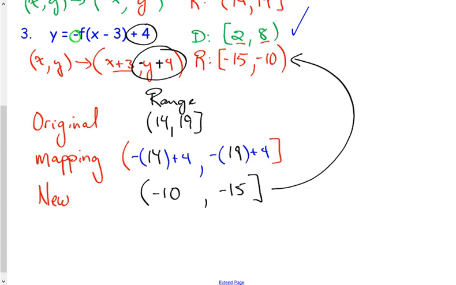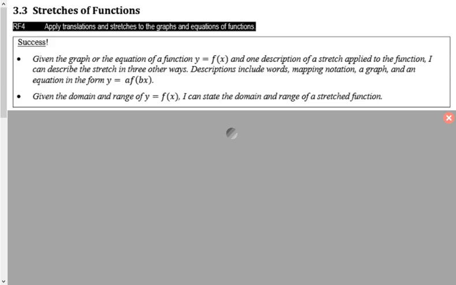Kind of like with multiplying and dividing, we work from left to right, but because they're very similar operations, dividing is the same as multiplying by the reciprocal, we can actually do them at the same time unless we have addition or subtraction in there. So similar kind of thing here. But we'll get to that more in a future lesson. So in your notes, we're going to look at 3.3, stretches of functions.